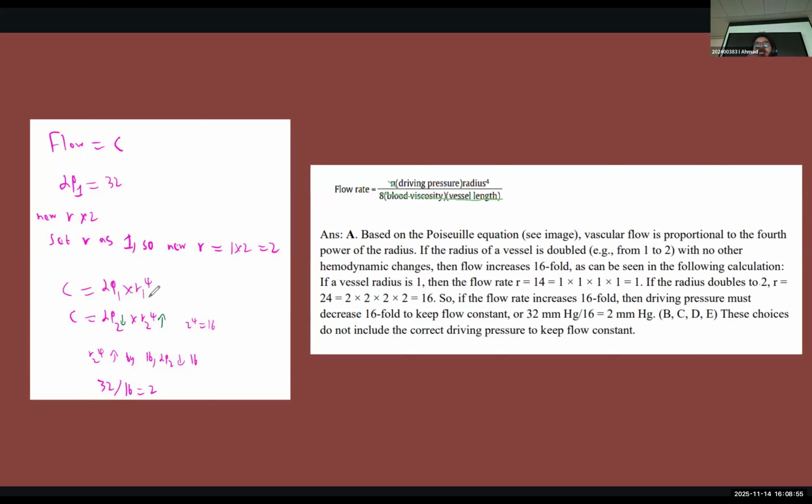The radius, we said, doubled. So in order for the C to remain the same, although the radius doubled, what should happen? The driving pressure should go down. That makes sense, صح? And this is exactly what I wrote here. And if the radius is going up, that means the driving pressure must go down in order for the flow rate to remain constant. Are you guys following until now? All clear? تمام. Now the radius, we said it doubled. But if you look at the equation here, the radius is to the power of 4.